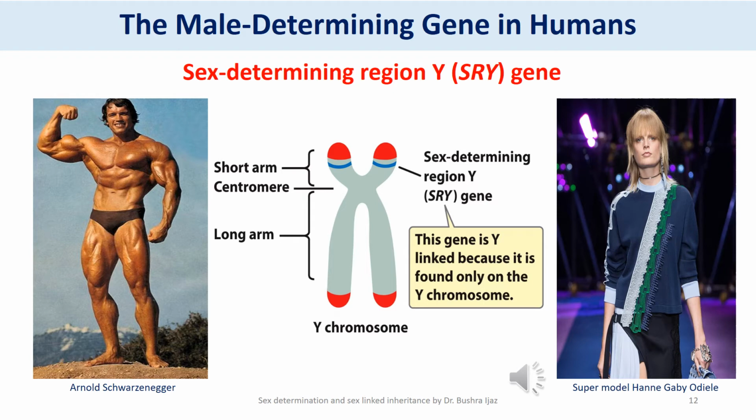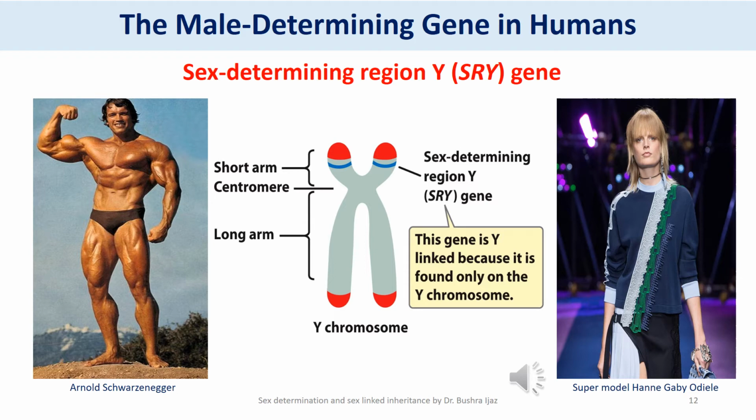Definitive proof that the SRY gene is the male determining gene came when scientists placed a copy of this gene onto XX mice by means of genetic engineering. The XX mice that received this gene, although they were sterile, developed anatomical male features. The SRY gene encodes a protein called a transcription factor that binds to the DNA and stimulates the transcription of other genes that promote the differentiation of the testes.